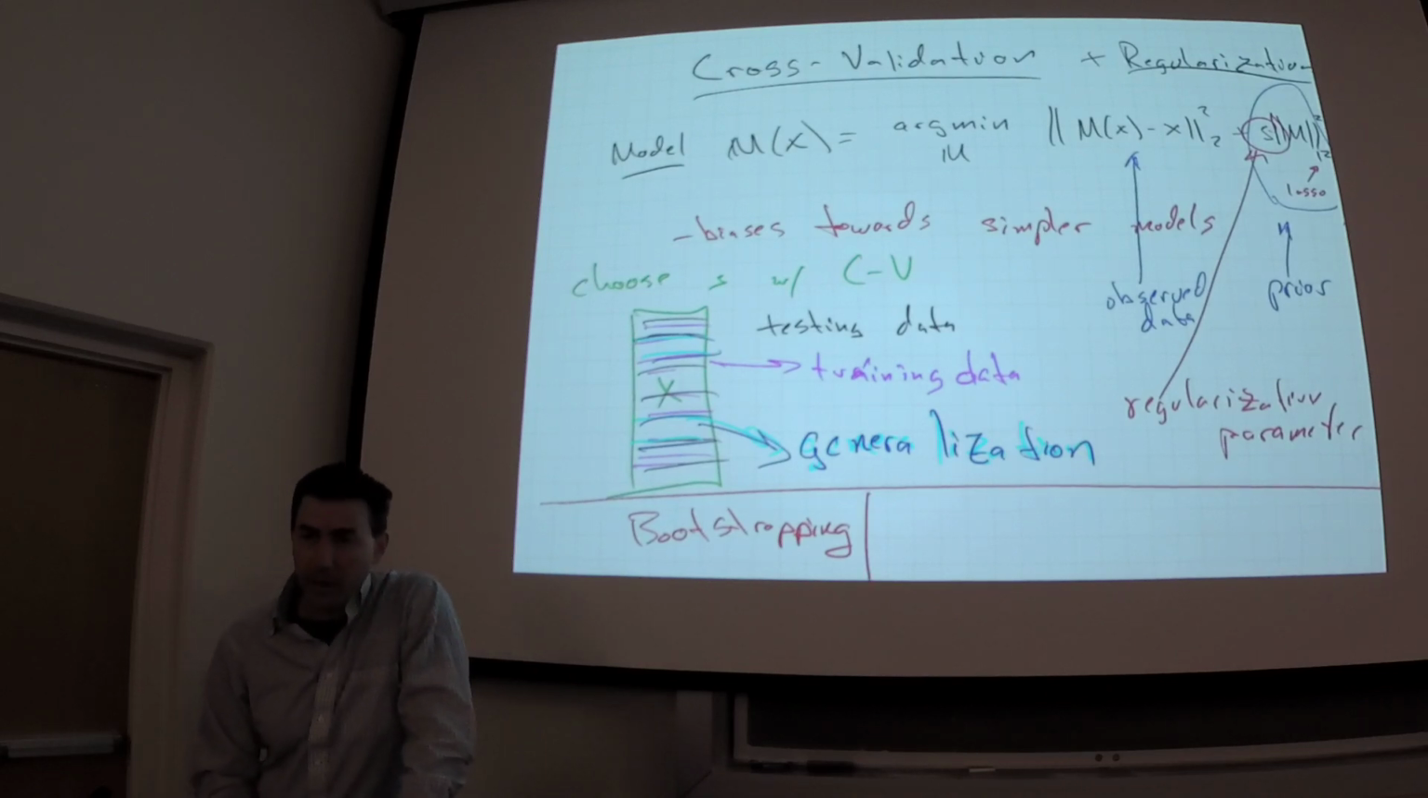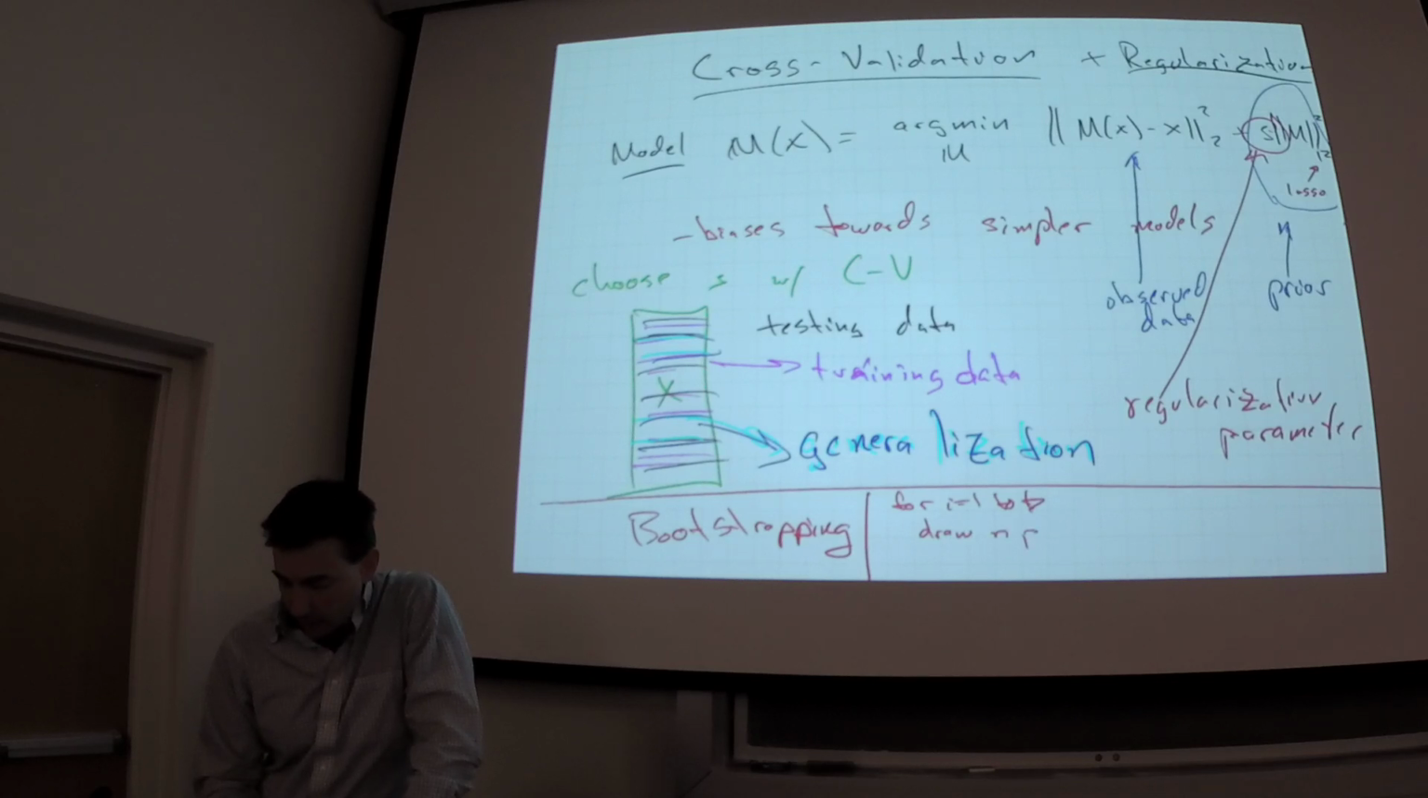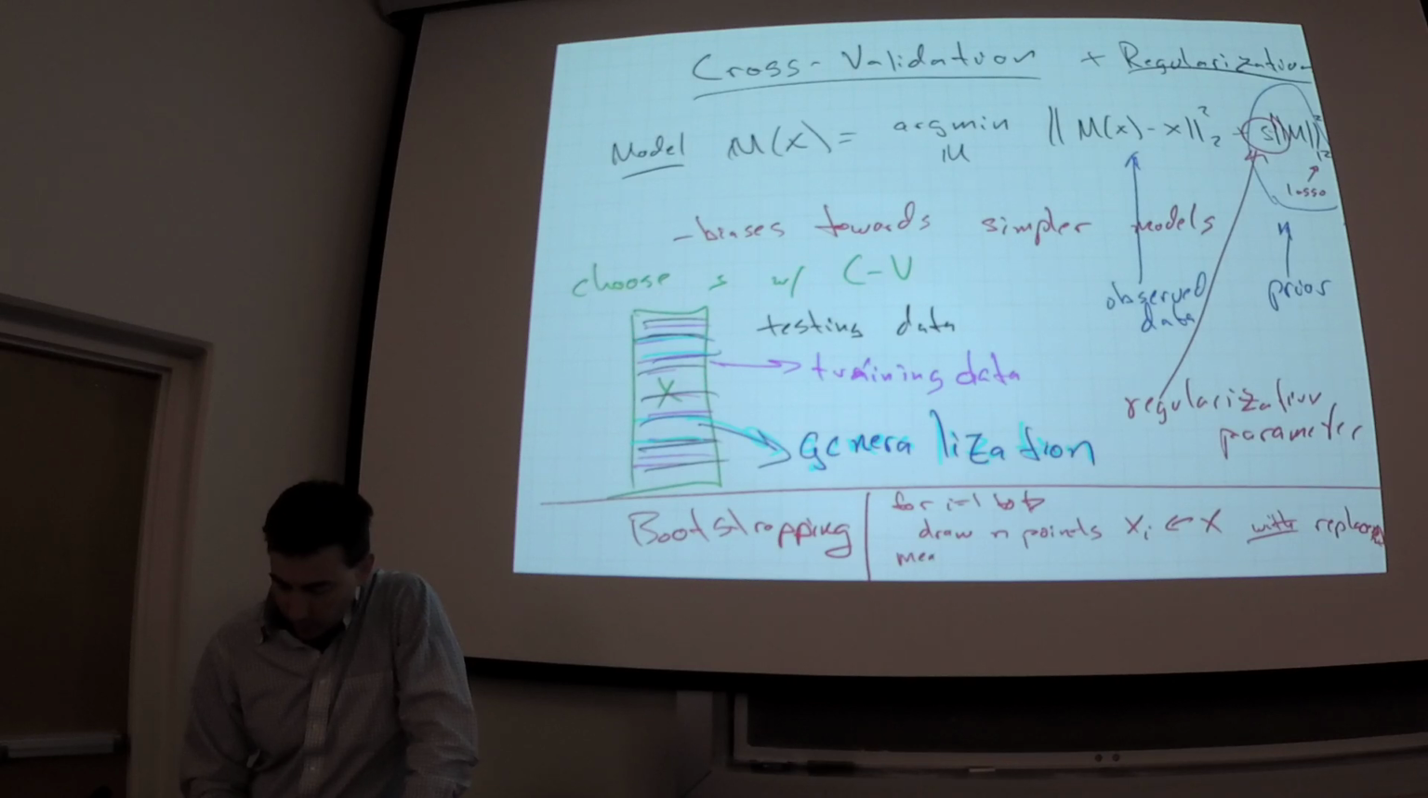And the idea is, for i equal 1 to, say, k, I'm going to draw n points, I'll call this xi, from x, with replacement. And then I'm going to measure the model on the set m of x1, m of x2, up to m of xk.